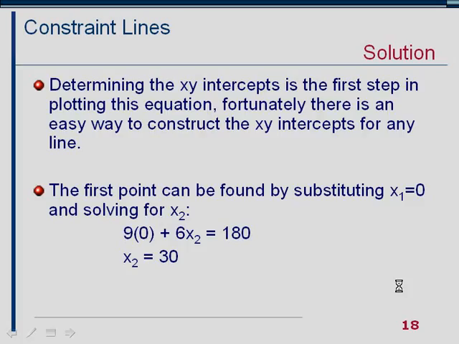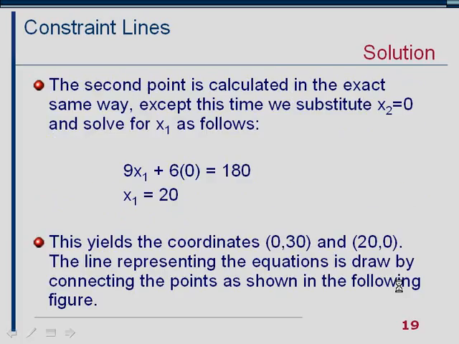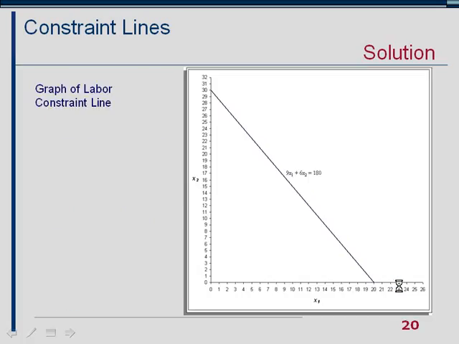Now let's solve for the x1 or x-intercept. We let x2 be equal to 0, solve for x1, and we get x1 is equal to 20. So this yields the coordinates (0, 30) and (20, 0) for the 2 points, and then the line representing the equation is drawn by connecting the 2 points as shown in the following figure. So this is a graph of our first constraint, our labor constraint.